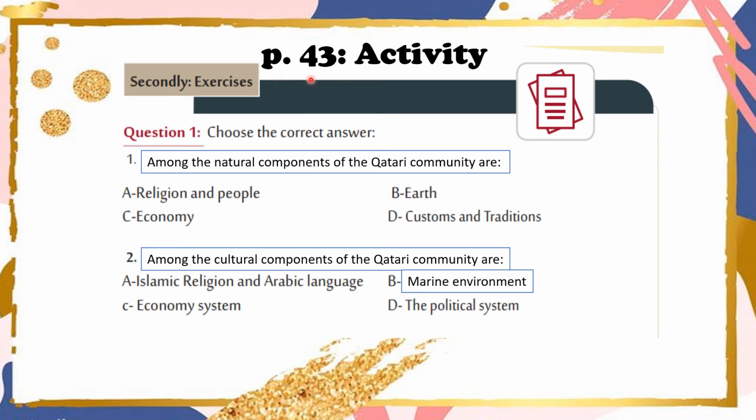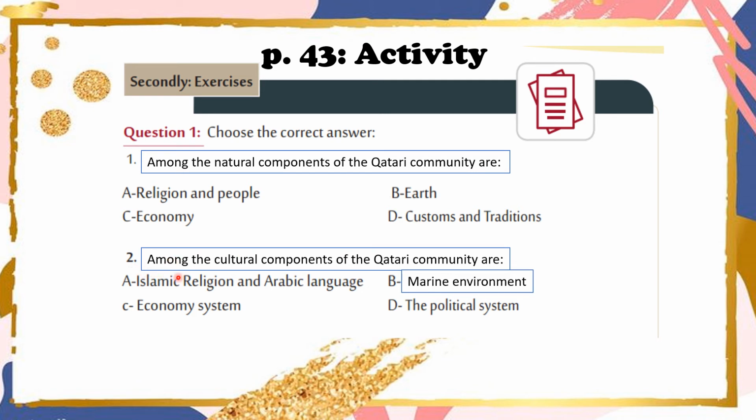After doing that, you have page 43 activity. Okay, so question 1, choose the correct answer. So you can go back to the previous pages, pause the video anytime you need to so you can answer the items correctly. First one, among the natural components of the Qatari community are, is it letter A, religion and people, letter B, earth, letter C, economy, or D, customs and traditions? So the answer in here should be earth, okay? Why? Because natural components would mean land or earth, marine environment, and ordinary life. Okay, so we know that religion and people, religion specifically would belong to cultural components, people would belong to human components. Economy is a human component, and customs and traditions are both under cultural components.